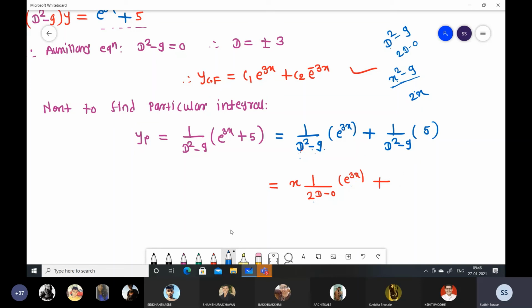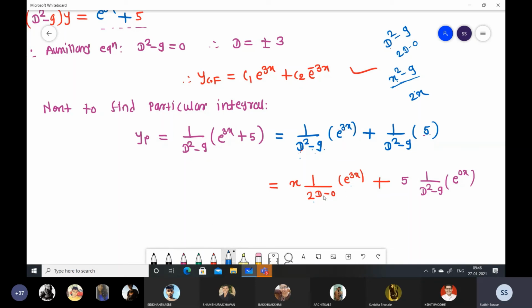Plus, for the second term, what we have, we just have 5 as a constant. We don't have an exponential term. So can we have an exponential term here along with that constant? Constant we can take outside. So taking outside that constant, 1 upon, here what we can write, e to the power 0x, that is simply 1, and 5 just a constant. We can take it outside of that operator. Fine. Now we don't have any problem.